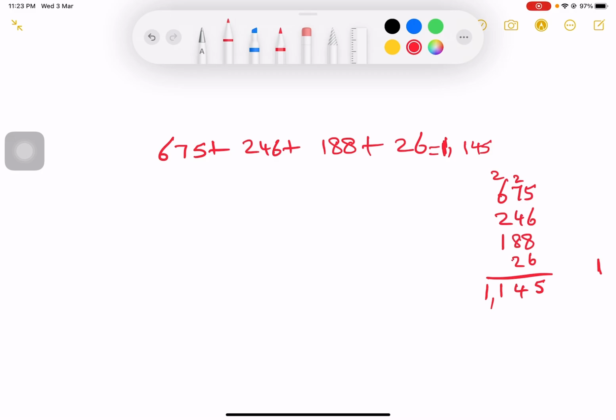1145. Let's check again the answer. 5 plus 6 is 11, plus 8 is 19, plus 6 is 25, 5 and 2 above. 2 plus 7 is 9, 9 plus 4 is 13, 13 plus 8, 15, 15 plus 8, it is 23.